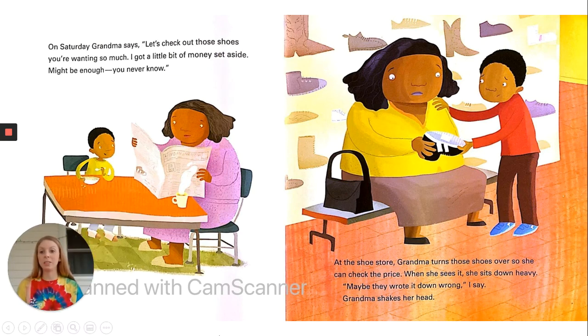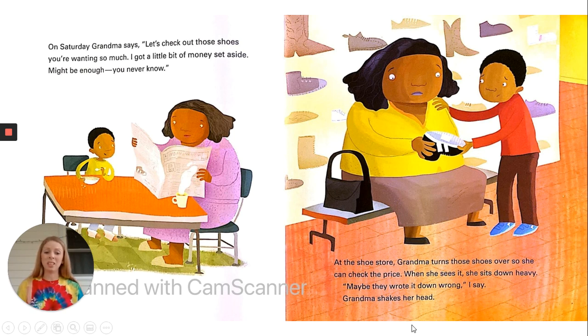On Saturday, Grandma says, "Let's check out those shoes you're wanting so much. I got a little bit of money set aside. Might be enough, you never know." At the shoe store, Grandma turns the shoes over so she can check the price.